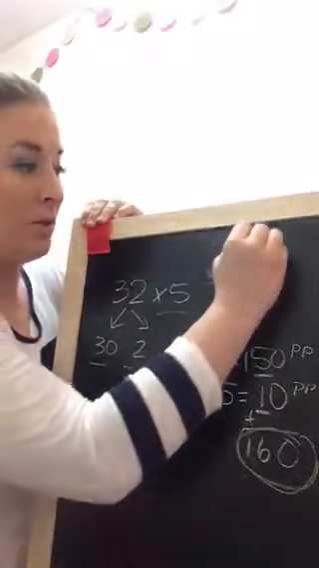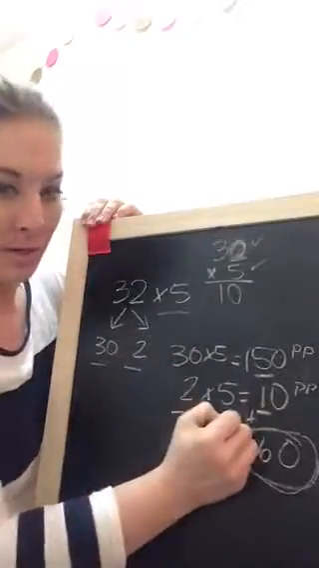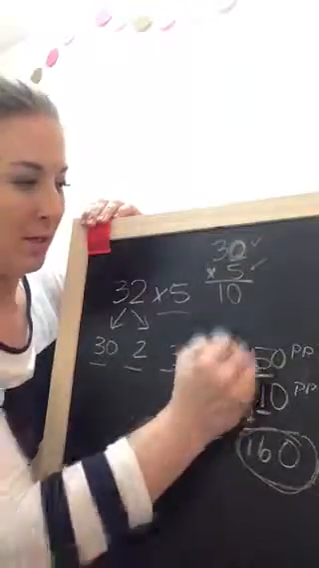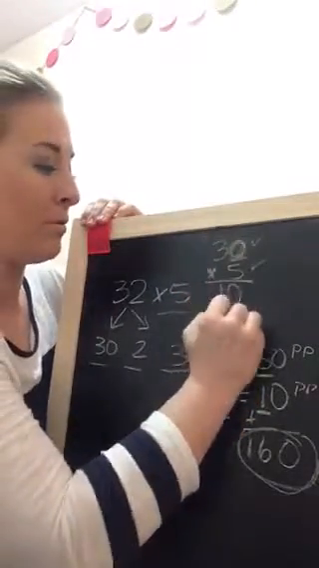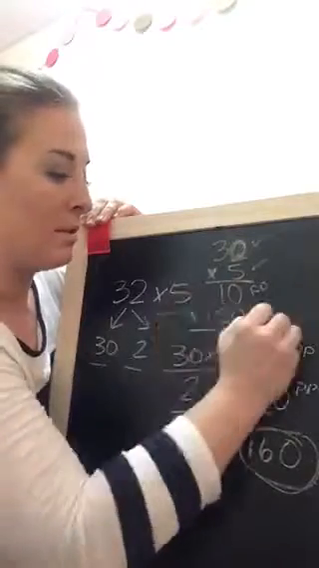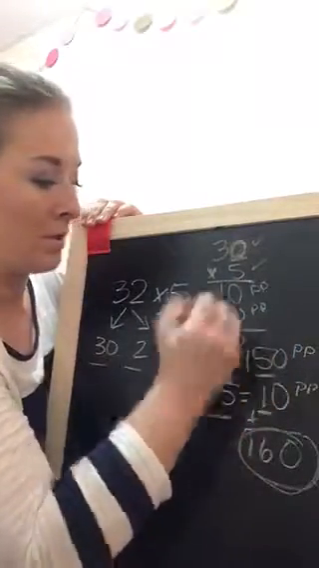So here you did 2 times 5 already, which is right here. And then now we do 30 times 5, which is actually right here. So 30 times 5 is 150. These are your partial products. So now you get 160.